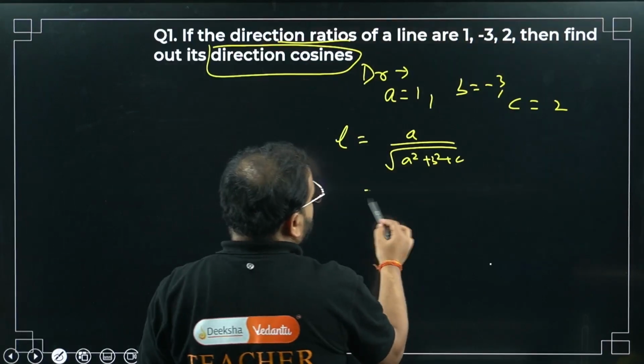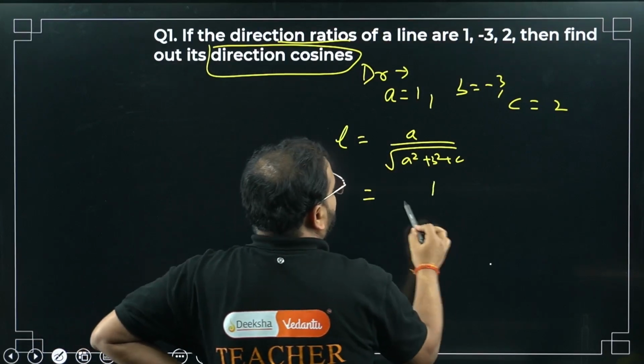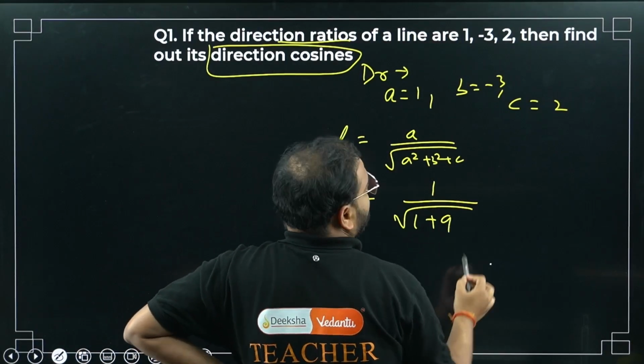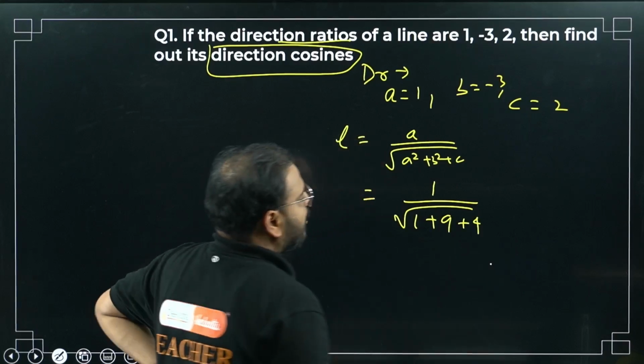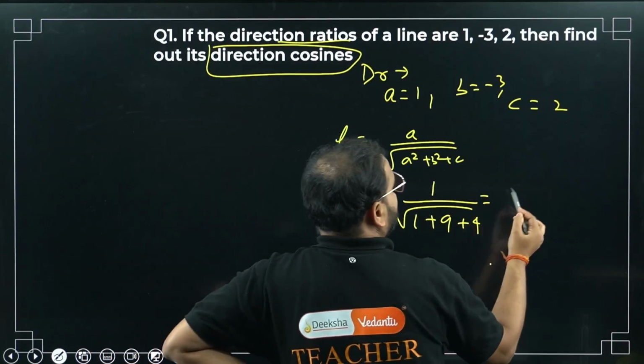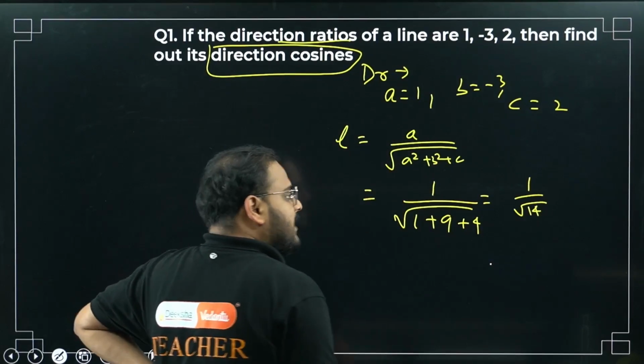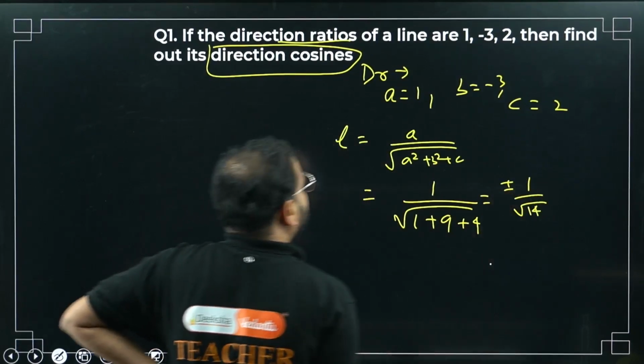So let's find it out. What is a? 1 here. What is the value under the root? 1 plus 9 plus 4, correct? 1 plus 9 plus 4 is 14. This is going to be 1 by root 14. Since this takes both signs, we can write plus minus for l.